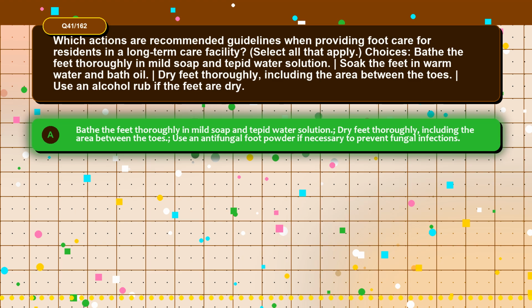The correct answer is option A: bathe the feet thoroughly in mild soap and tepid water solution. Dry feet thoroughly, including the area between the toes. Use an antifungal foot powder if necessary to prevent fungal infections.